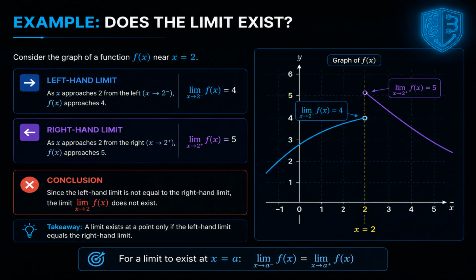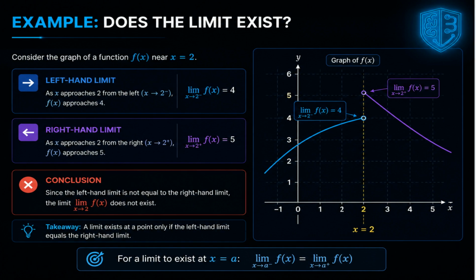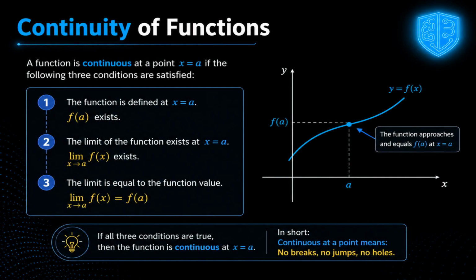Moving on to the existence of limits, a limit at a point x equals a exists if and only if both the left-hand and right-hand limits exist and are equal to the same value, L. If the left-hand limit and right-hand limit do not equal each other, then the limit at that point does not exist. It is essential to check both sides to confirm.